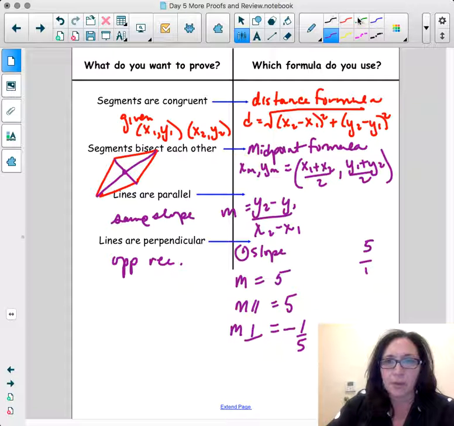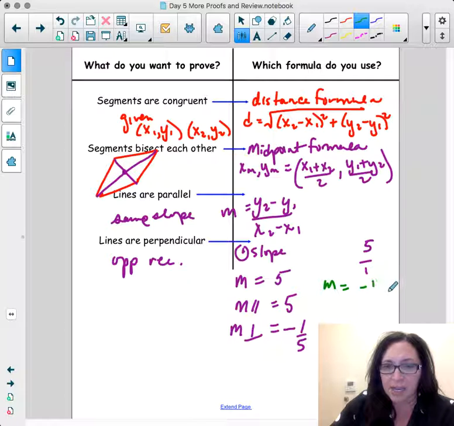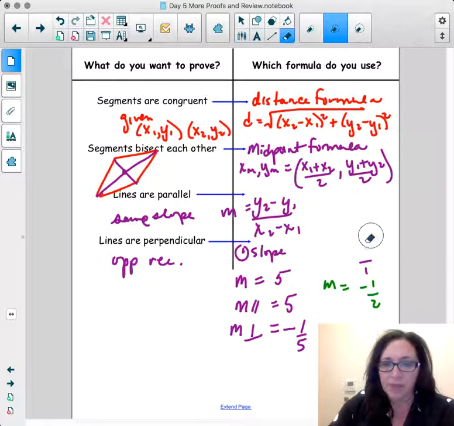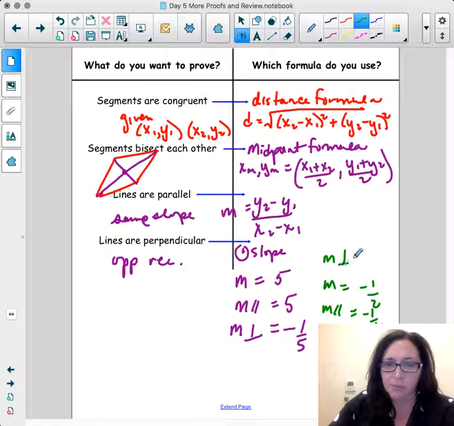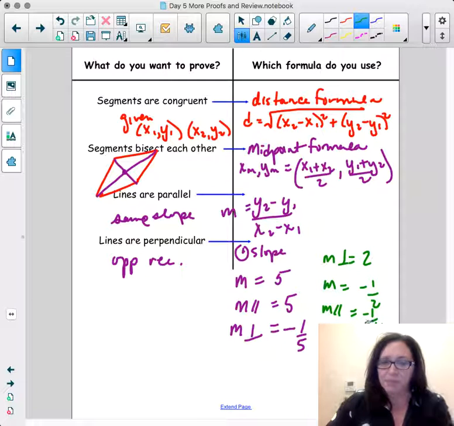Let's do another one. If my slope was negative 1/2, the slope of the line that's parallel to that is also going to be negative 1/2. And the slope of the line that's perpendicular is going to be the opposite reciprocal. So we flip it upside down, so now it's 2 over 1, and it's the opposite, so if it's negative, now it's positive.